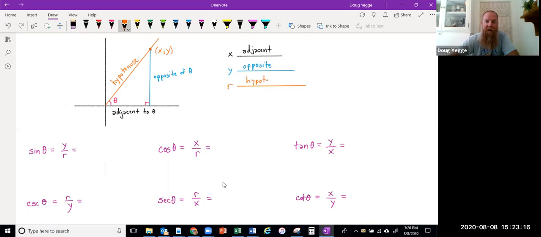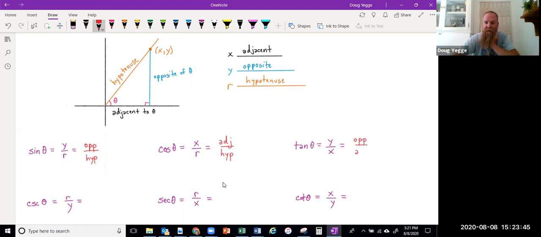And this is now how a lot of students will memorize the trigonometric function values as well. Okay, so sine of theta will be the opposite side over the hypotenuse, while cosine of theta will be the adjacent side over the hypotenuse. And finally, tangent of theta will be the opposite side over the adjacent.